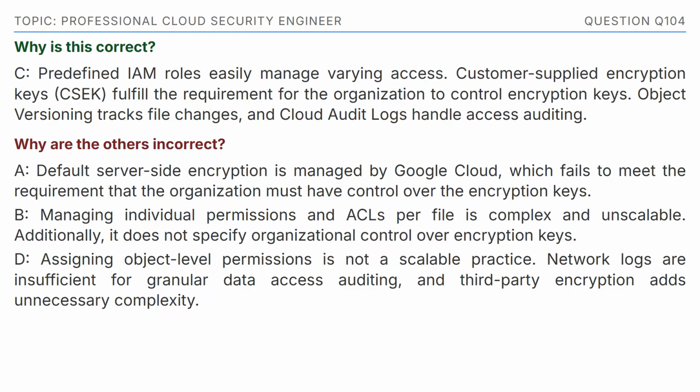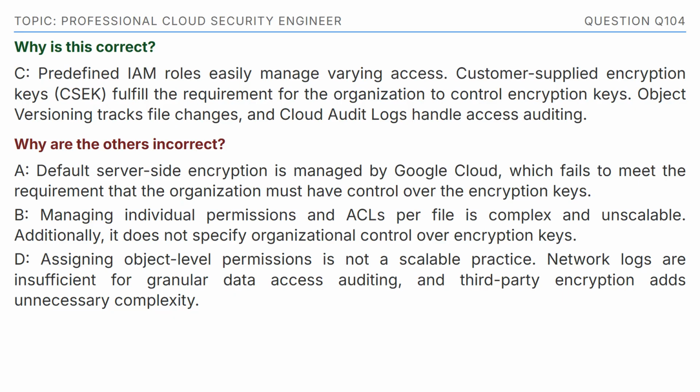Why is this correct? C. Predefined IAM roles easily manage varying access. Customer-supplied encryption keys, CSEK, fulfill the requirement for the organization to control encryption keys. Object versioning tracks file changes, and cloud audit logs handle access auditing.